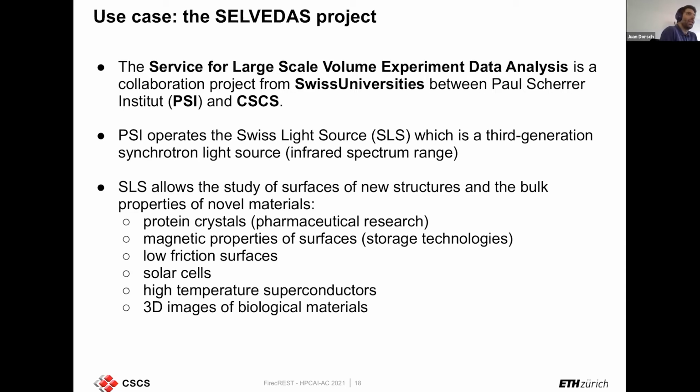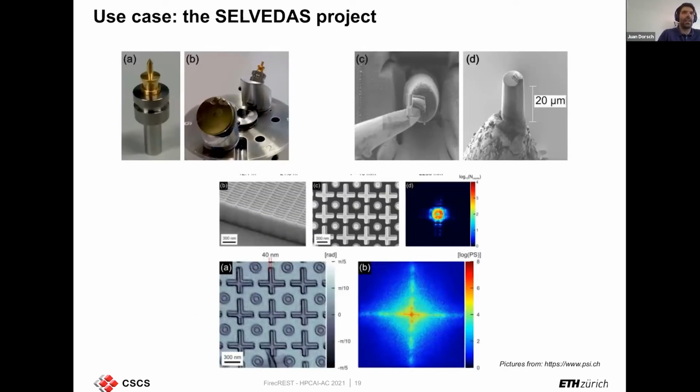You put the object in this Swiss Light Source machinery, and you will have really high resolution information on a lot of properties of materials, to be used in pharmaceutical research, in storage technology, in energy, and in some other applications that you can see in the list. So these are the kinds of things that the SLS can provide. You have an object like here on the left, and this is the kind of image you will get. Images are discretized, of course, like pixels.